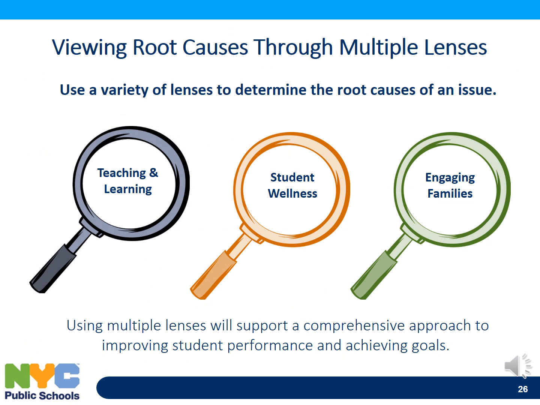There are many lenses through which we can help determine the root cause of an issue. We can use the Chancellor's priorities to look at academic subjects or elements of student wellness like safety and mental health, or engaging families as partners. The main idea is that viewing root causes from a variety of perspectives will support a more comprehensive approach to improving student achievement and attaining school-wide goals. On the next slide, we'll look at one potential protocol for conducting a root cause analysis.